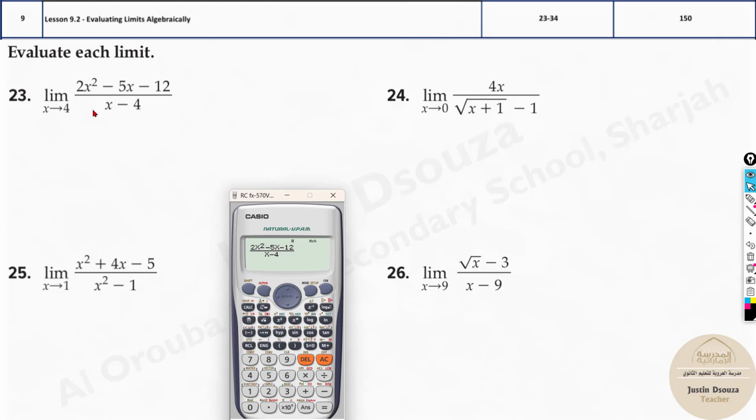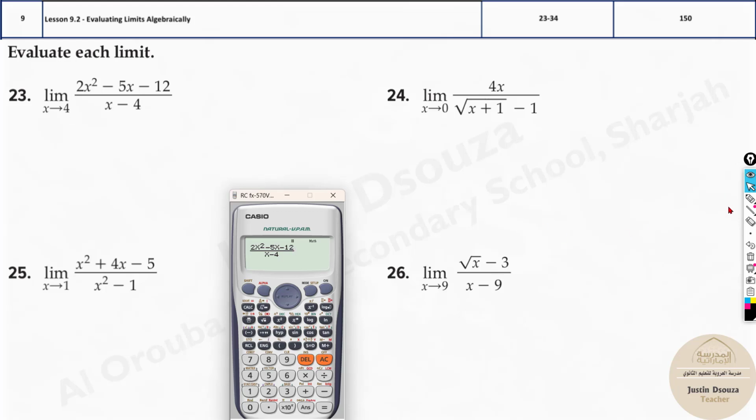The problem is if you press 4 and press equal to, you get math error. Why? Because this becomes 0 in the denominator and it's an undefined value. It's infinity. Because 4 minus 4 is 0. So you should not do that. So what basically is limits? Limit means you're approaching 4. That means you're going very close to 4, but not exactly 4.